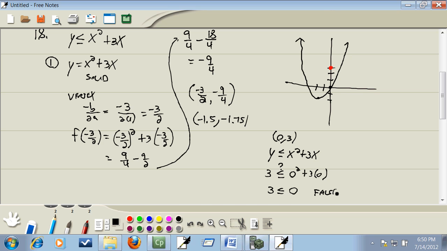Now since that's false, if it was true we would shade the side where that point falls. But since it's false, we shade the other side, which is over here, and that would give us the same graph.